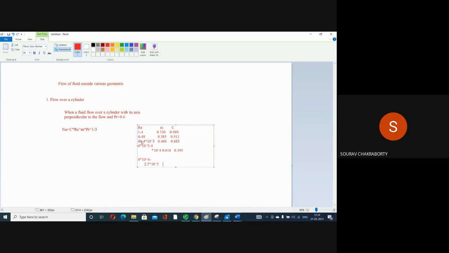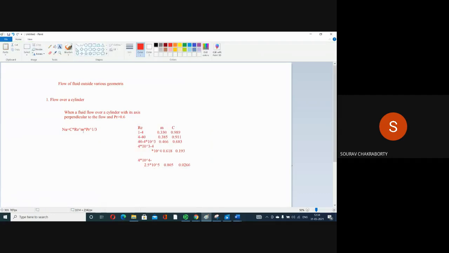In that case, M value will be 0.805 and C value will be 0.0266. Okay, so this is the condition for utilizing this equation, that is flow over a cylinder, when a fluid flows over a cylinder with its axis perpendicular to the flow and your Prandtl number is greater than 0.6. For determining the convective heat transfer coefficient, this particular mathematical expression in terms of Nusselt number can be utilized.